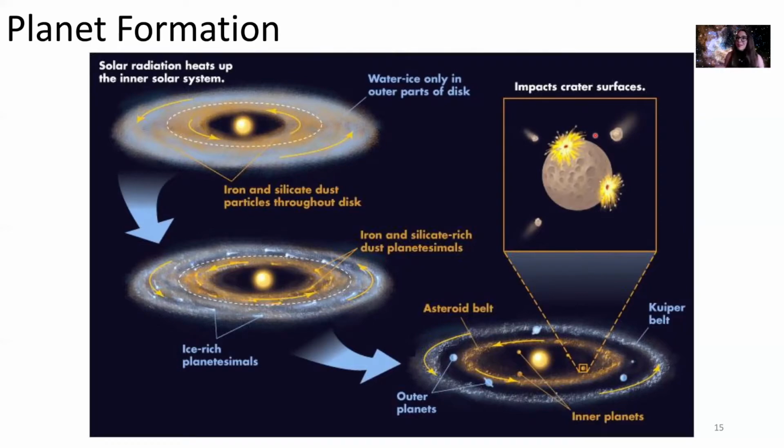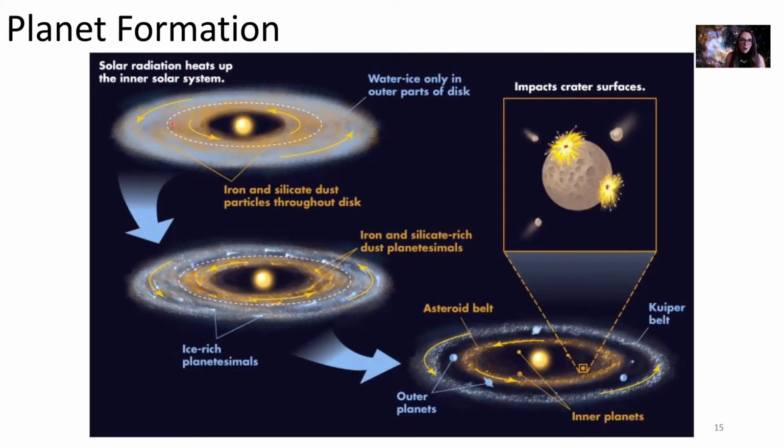So now we've talked about the temperature of our protoplanetary disk and why the inner planets are rocky and the outer planets are more gaseous and icy. And here we're going to talk a little bit more about how the core of those planets formed in the first place. Okay, and so this little segment is going to be about planet formation.